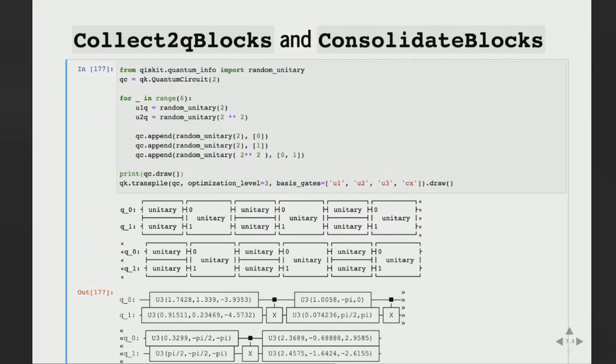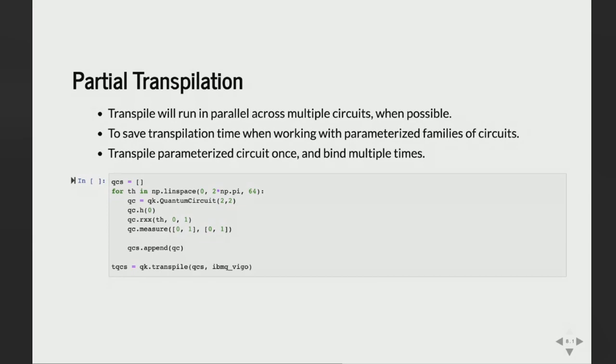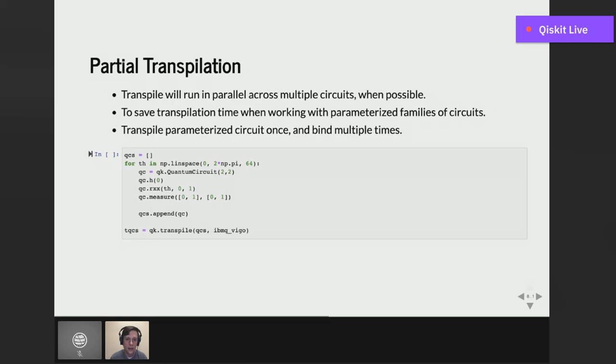So one of the questions earlier was about the problem of partial transpilation. If I have a family of circuits that vary by a single parameter, is there a way that I can tell the transpiler to take advantage of that? Normally the way you construct such circuits is maybe in a loop. You'd build a circuit, add your parameterized gate and measure, put it in a list of circuits, and then transpile them all together. And when you do this, the transpiler will actively try to run in parallel across multiple circuits for the sake of classical runtime, if it can.